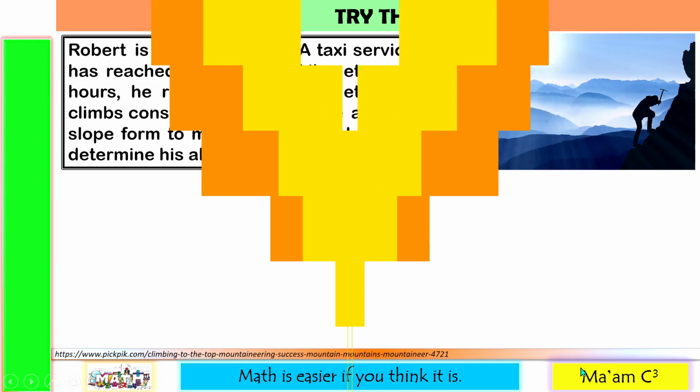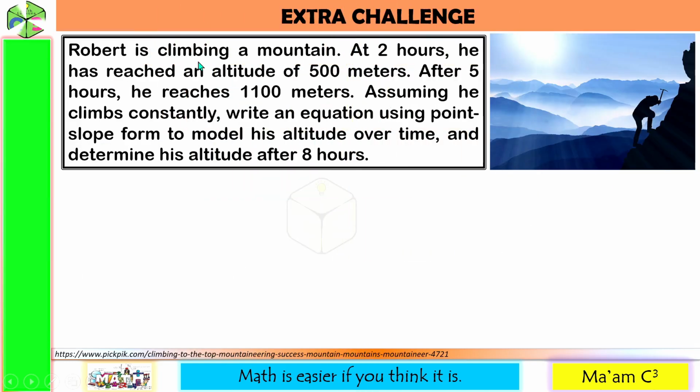Let us do an extra challenge. Robert is climbing a mountain. After 2 hours, he has reached an altitude of 500 meters. After 5 hours, he reaches 1,100 meters. Assuming he climbs constantly, write an equation using point-slope form to model his altitude over time and determine his altitude after 8 hours.